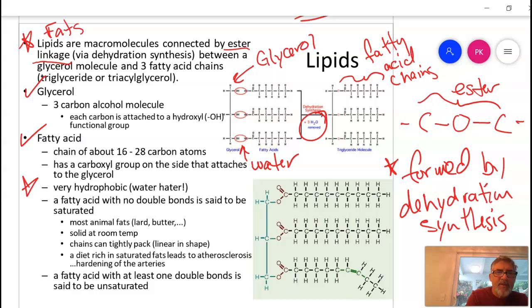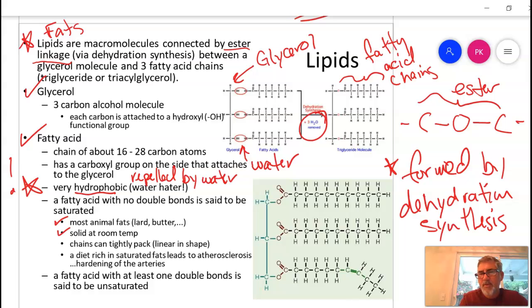These are very hydrophobic, right? Oil and water, right? Doesn't mix, right? So they're hydrophobic, or they're repelled by water. So we always say water hater, but it's repelled. So that means repelled by water. Okay, so those fats, lard, butter, saturated is solid at room temperature. They could be tightly packed.